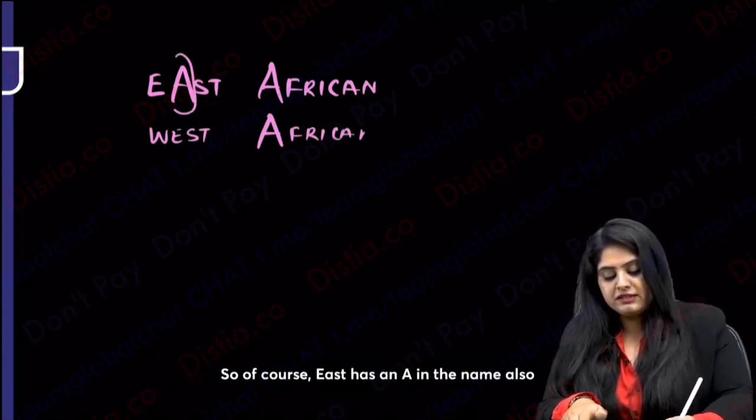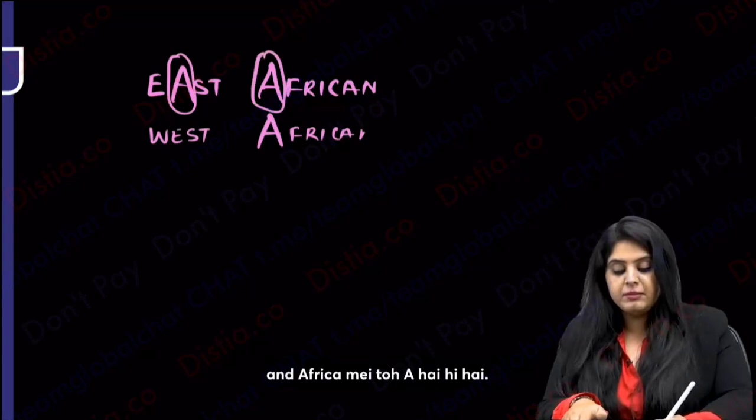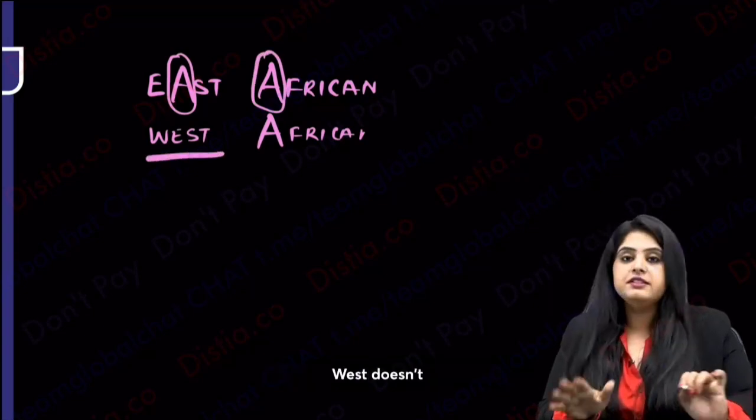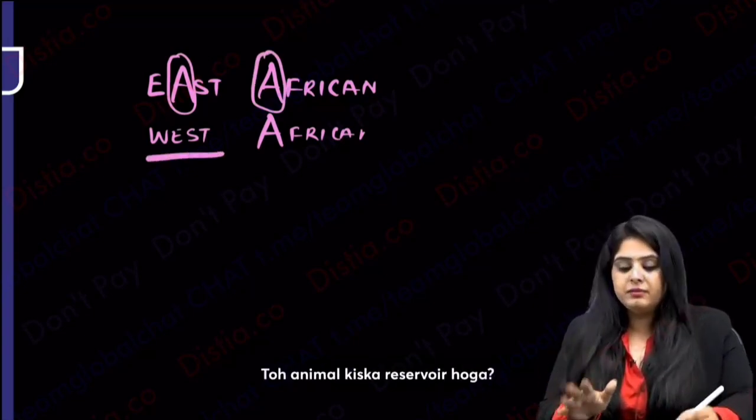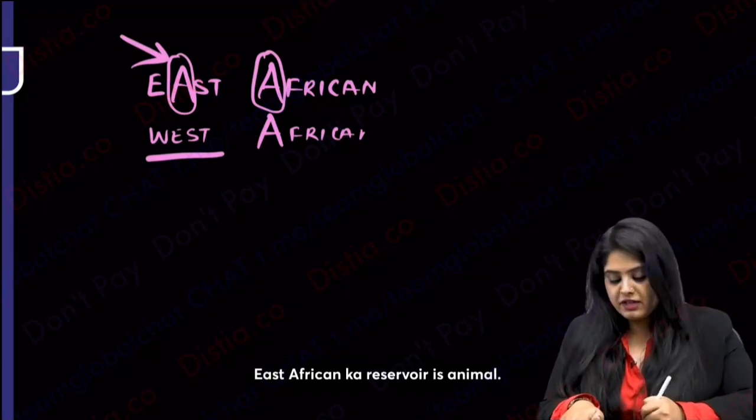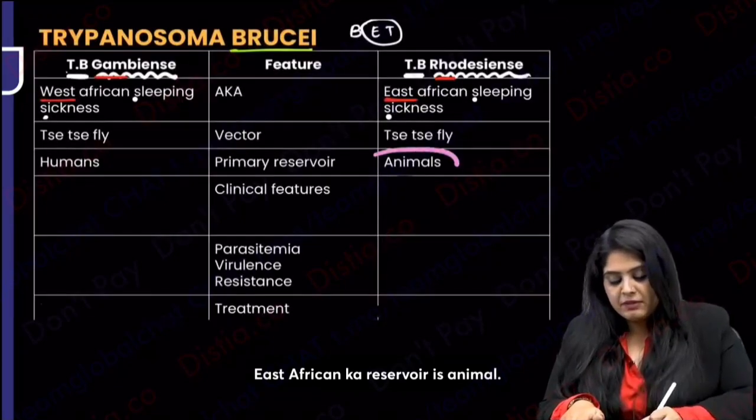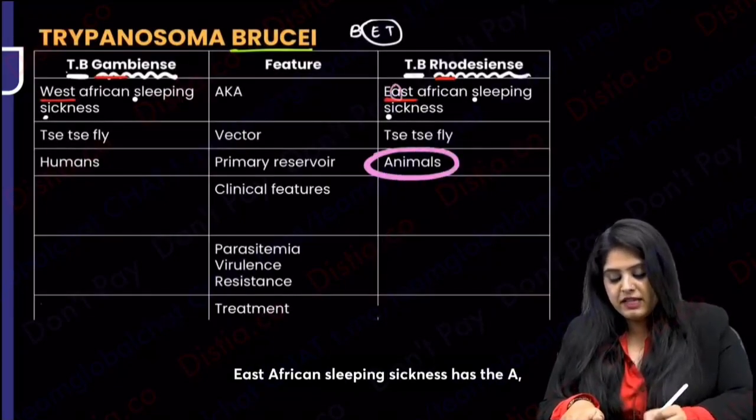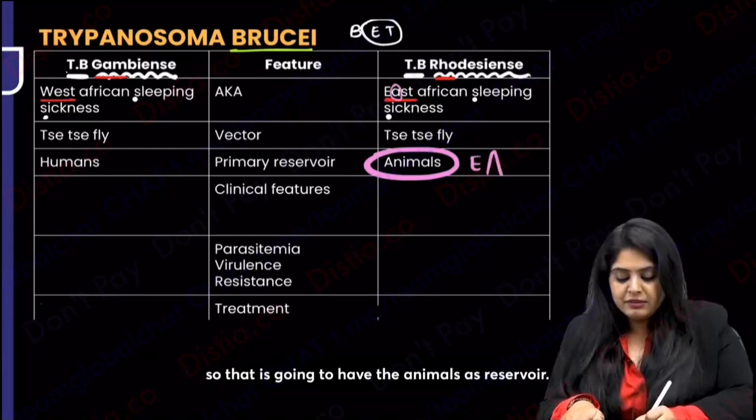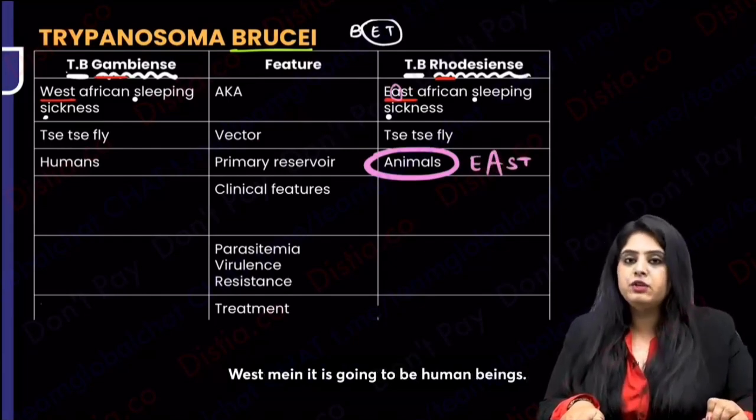So of course East has an A in the name also, and Africa mein to A hai hi hai. West doesn't have the A in its name. To animal kiska reservoir hoga? East African ka reservoir is animal. East African sleeping sickness has the A, so that is going to have the animals as reservoir. West mein it is going to be human beings.